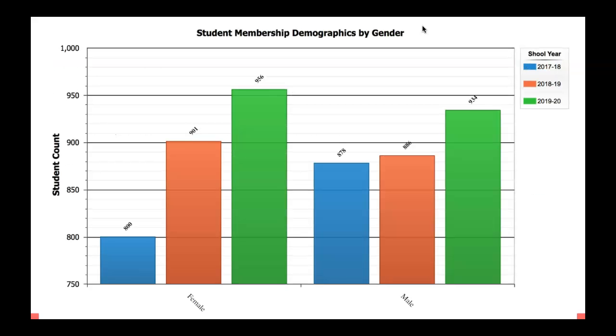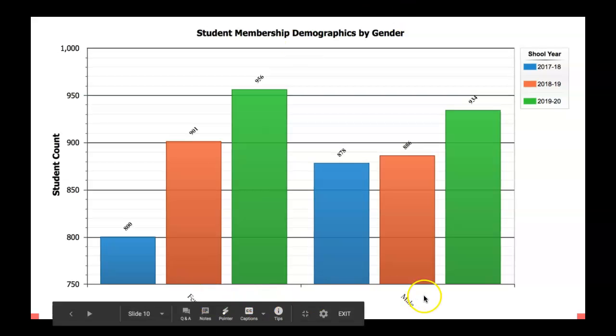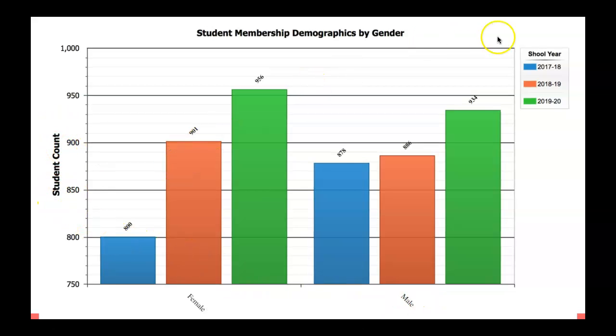So let me do the example. Of course, first I'm reading the title, Student Membership Demographics by Gender. I got this about Glasgow. Then I'm looking at the x-axis, which says female and male. Looking at the y-axis, which says student count. I'm looking at the key, which says school year. There's a mistake there. And the different colors are different school years.